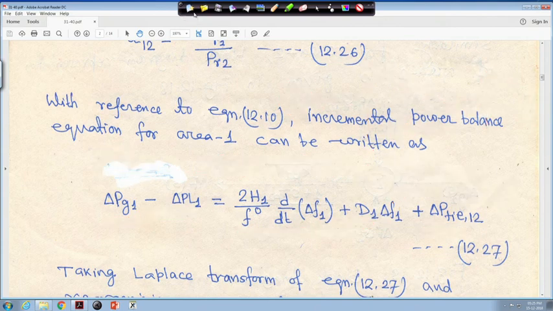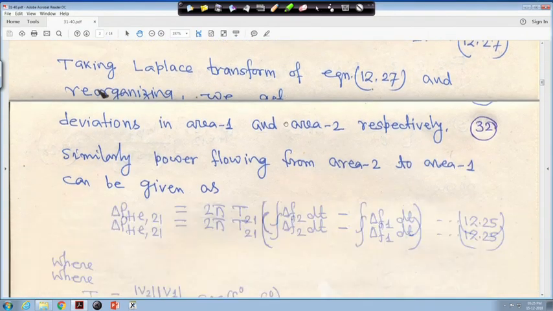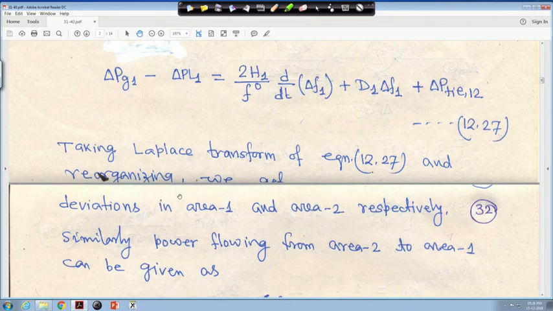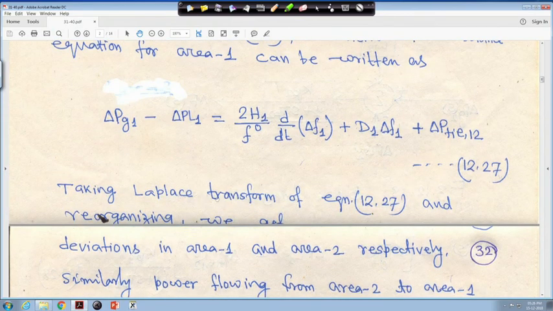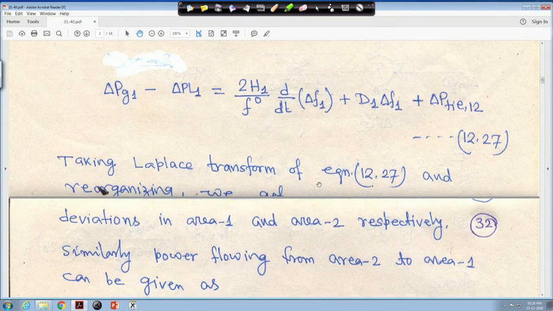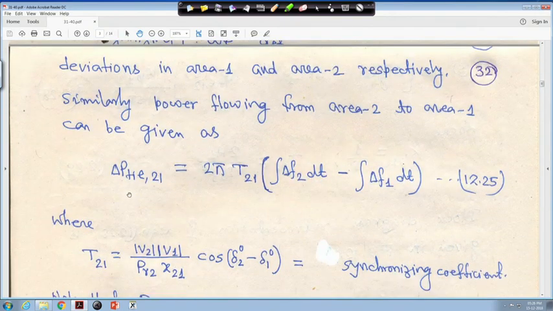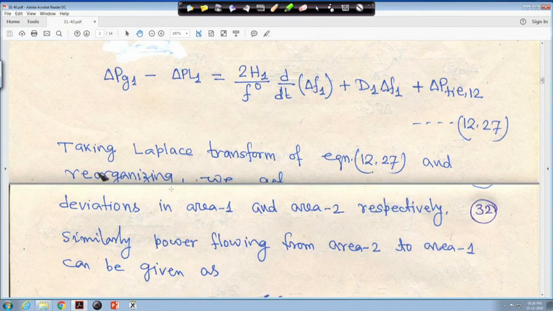Now, with this, if you take the Laplace transform and simplify, you can write this as one equation. Now, Laplace transform of equation 27. We know that delta P tie 1 2 and delta P tie 2 1 both are known.